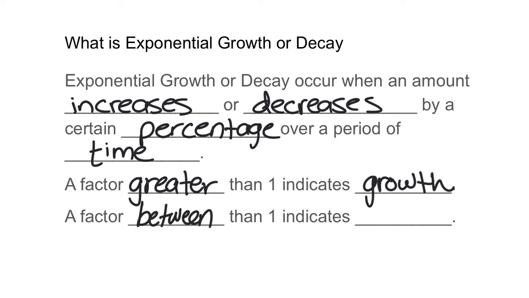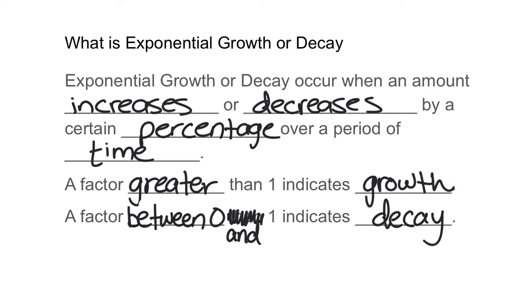And look, I put "than" in here, and I really didn't mean to do that. So, let's fix that. Between 0 and 1 indicates decay.